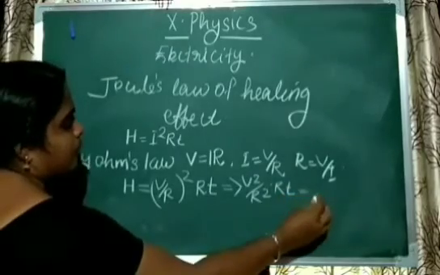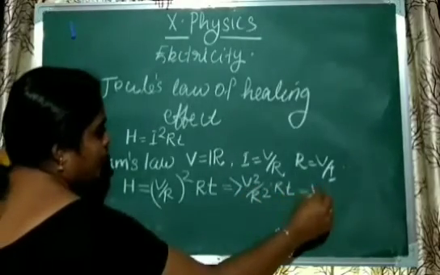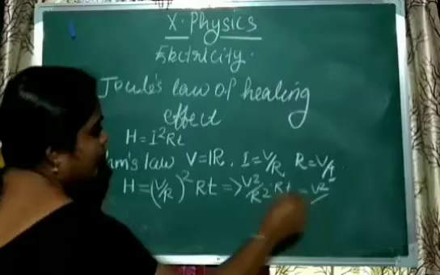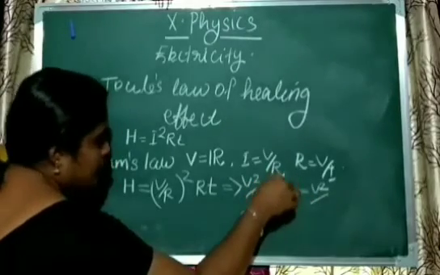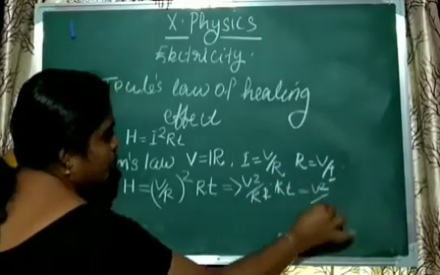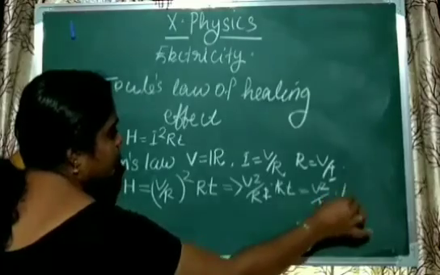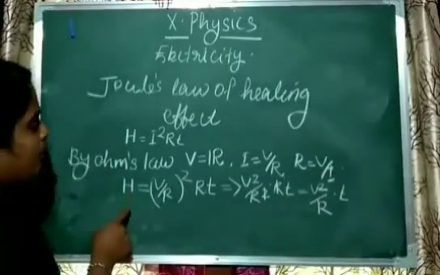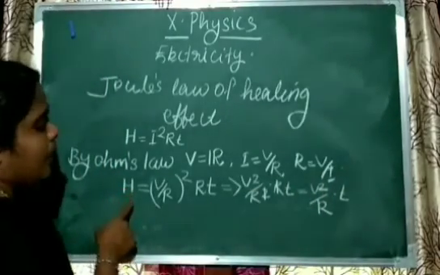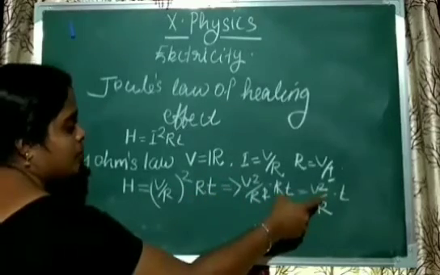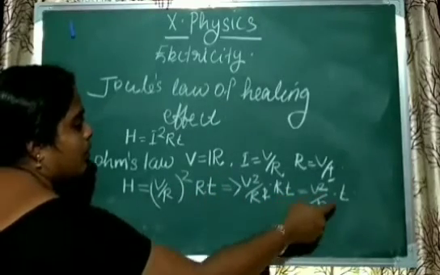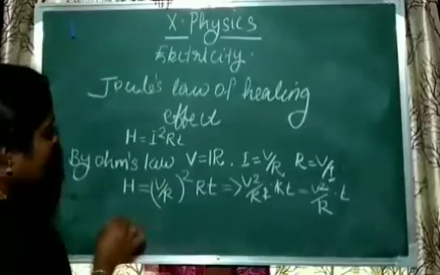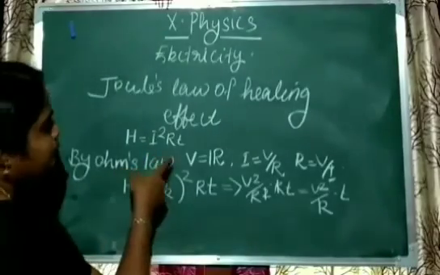Which is equal to V square by R square into R into T, and this R cancels one R in the denominator. So H is equal to V square by R into T. The heat developed in a conductor can be calculated by using this equation also, that is V square by R into T.